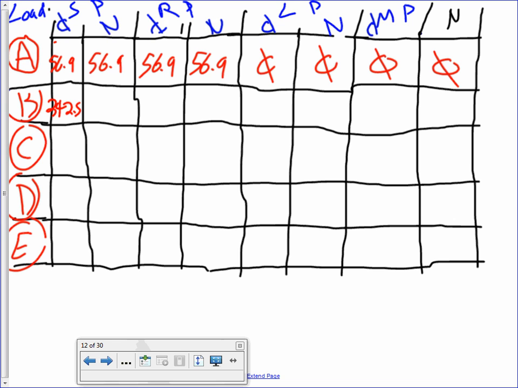242.5, and the same thing, 242.5. 0 here, because that's line. This also will be 242.5 and 242.5, and 0 here and 0 here. You got that a little mixed up in there.